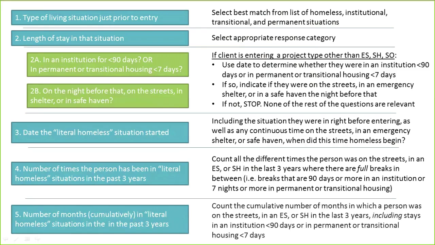Finally, the last question asks you to work with the client to look back over the last 3 years, and then you want to count up the total number of cumulative months the client was in a literally homeless situation. And you can round up on the current month. So if the client tells you they were homeless in January and February, and it's now March 10th, for instance, you can include March for a total of 3.